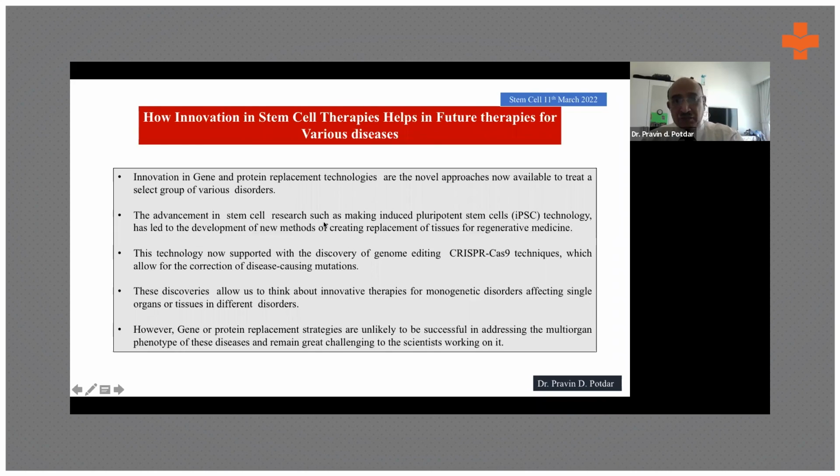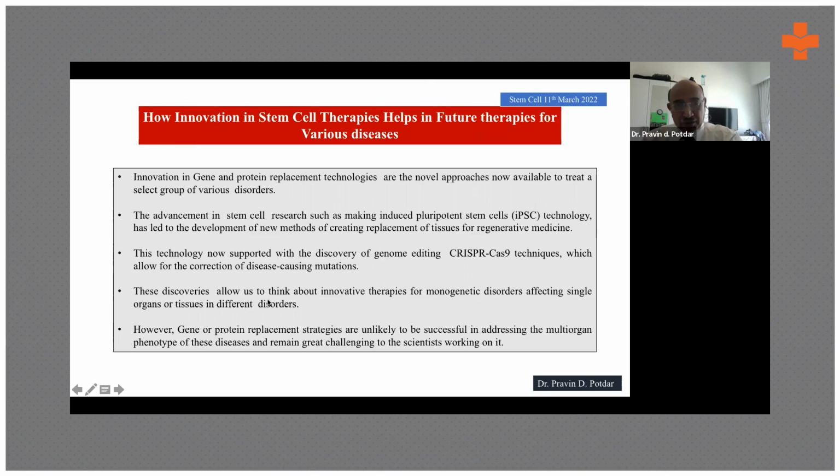The advantage in stem cell research, such as making induced pluripotent stem cells, which I have just talked about, is that they are also making many important applications in producing cells for therapy. This technology now supported the discovery of genome editing. I just told you about CRISPR-Cas9 technology, which helps us very simply edit, chop the gene or add a gene, which becomes very easy because of this technology. This is really novel work, and they got the Nobel Prize in 2020.